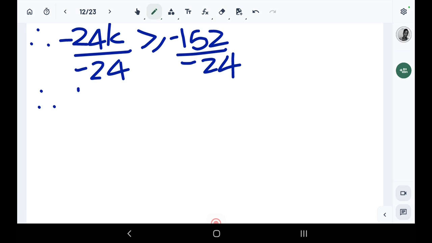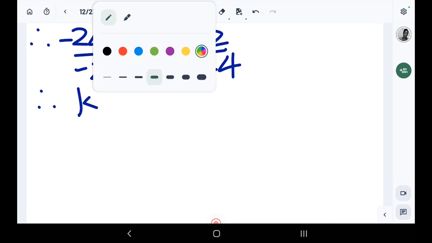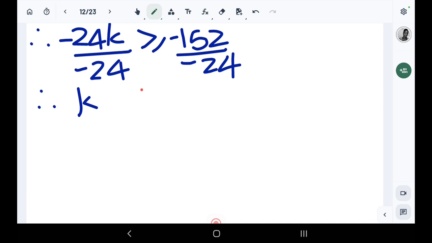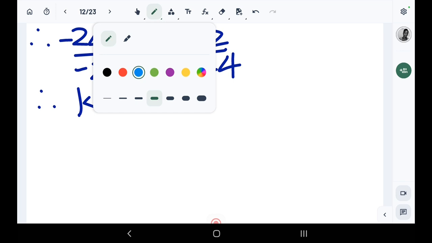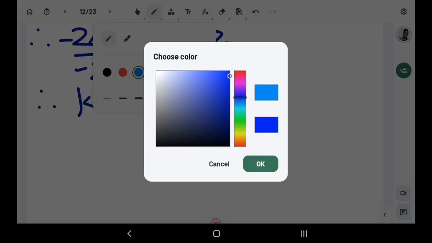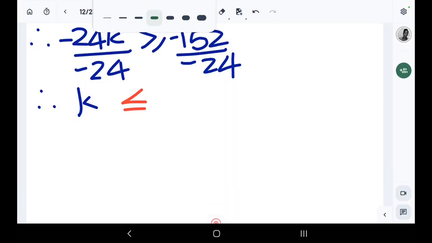Therefore, this will give you your k, and the k now will be less than or equal to, and no longer greater than or equal to. That is the rule of inequalities. So that is equal to negative 152 divided by negative 24. That gives us positive 19 over 3.